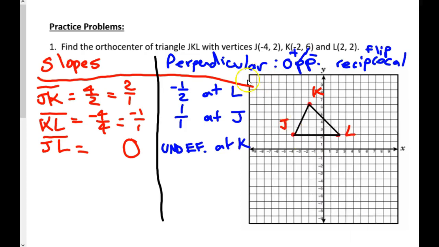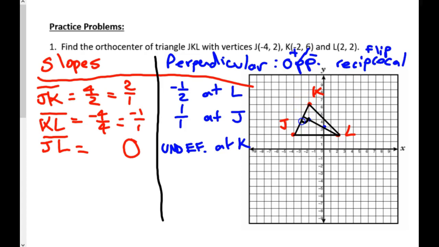So, starting at L, I'm going to go down 1, right 2, or up 1, left 2. We'll do that way. So I'm going to put points there first. So up 1, left 2, up 1, left 2. And I'm going to make a straight line go through that. There's my altitude. Do you see that right angle through a vertex? It may not be perfect, but that's how you do it.